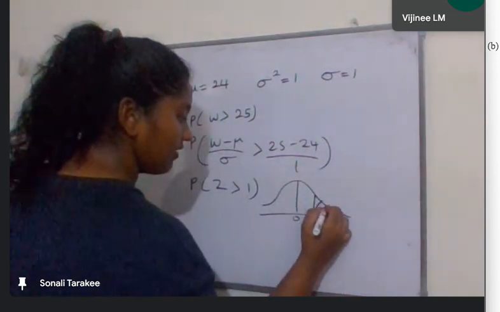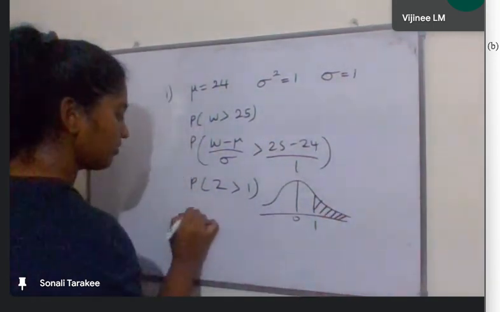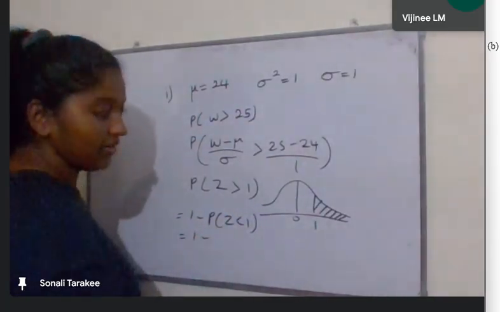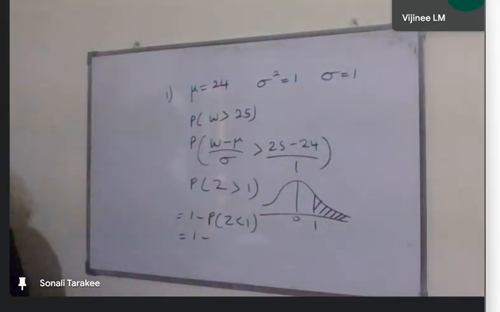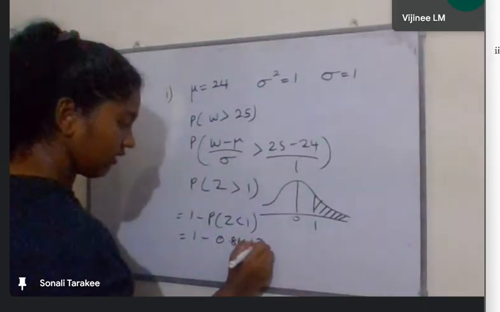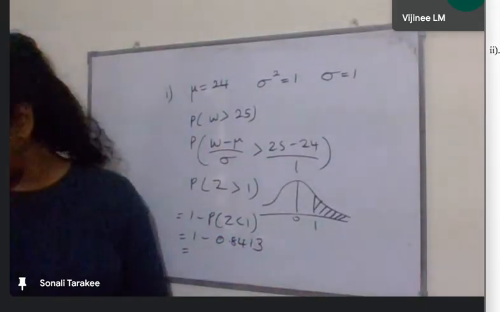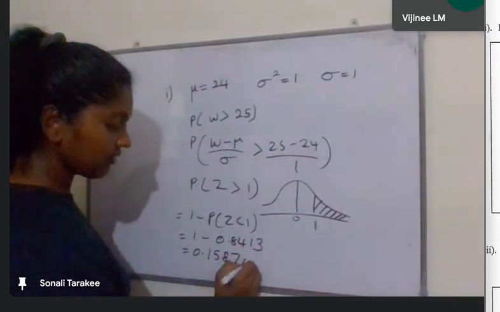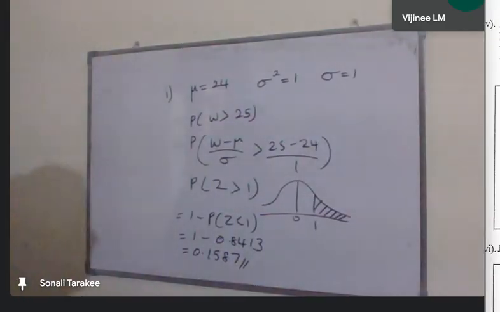Here 0, here 1. So 1 minus P(Z less than 1). 1 minus the Z value for 1, which is 0.8413. So the final value is 0.1587. This is the answer.